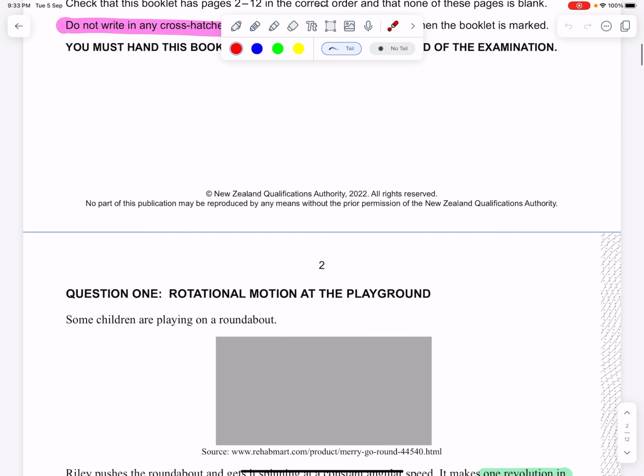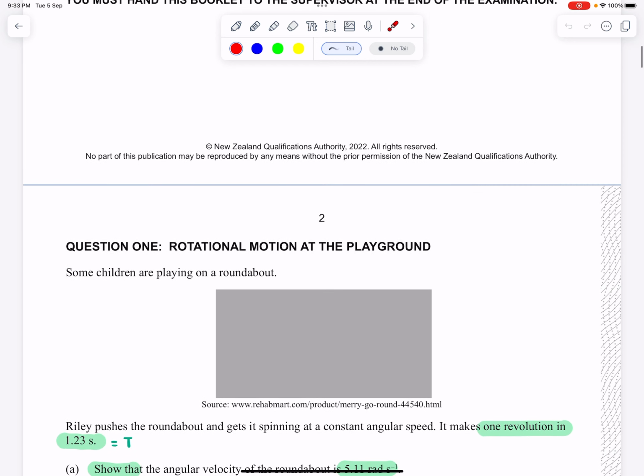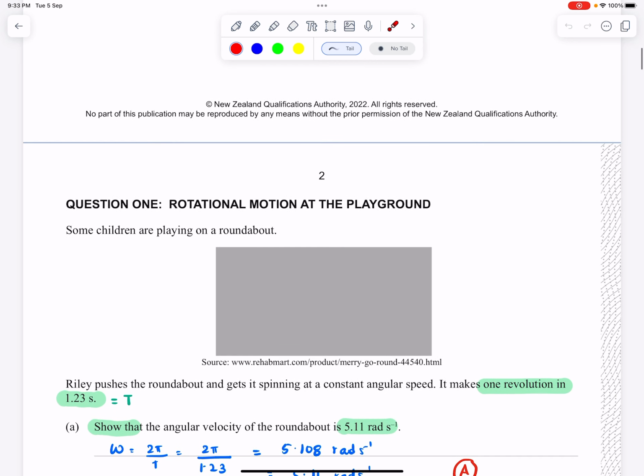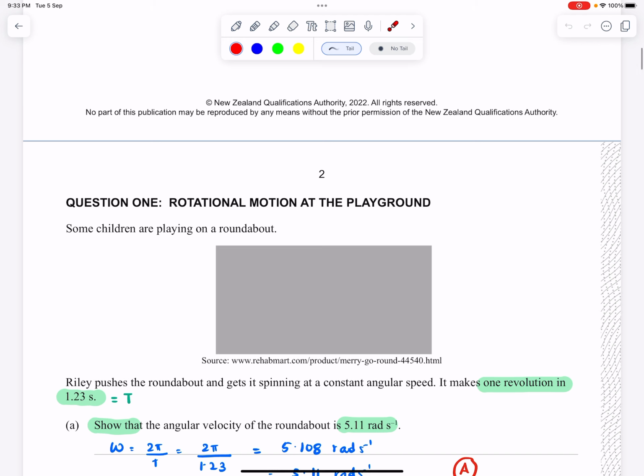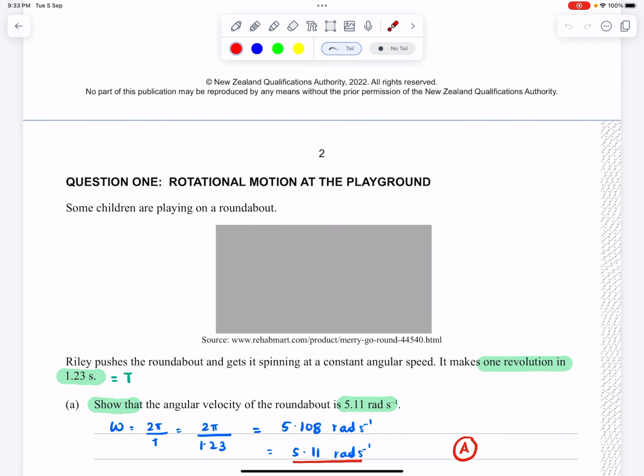The first question's on rotational motion. Some children are playing on a roundabout. Riley pushes the roundabout and gets it spinning at a constant angular speed. It makes one revolution in 1.23 seconds. Now that's going to tell you that's the period. Okay, what do we have to do? Show that the angular velocity is 5.11 rads per second.